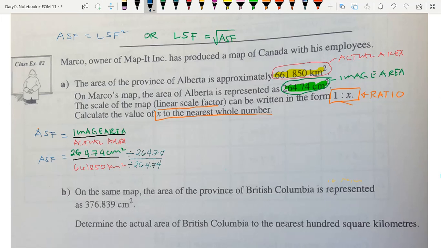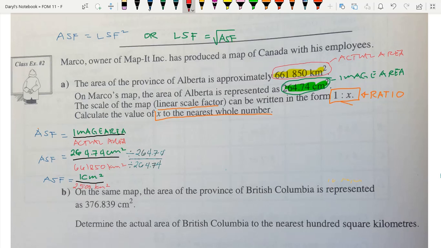So therefore, the area scale factor can also be written as 1 cm squared, because 264.74 divided by 264.74 just gives you 1 cm squared, all over 2,500 kilometer squared. So this would be the area scale factor.